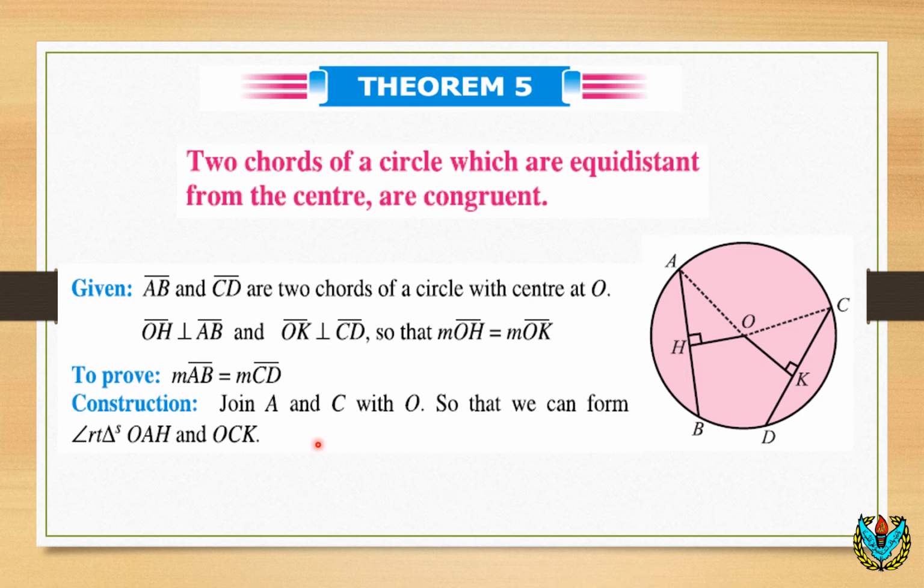In construction, what we will do, we will join center O with A, and center O with C. The construction is drawn here in dotted lines. Join A and C with center O so that we will have two right triangles, OHA and OKC. These are the right angle triangles which we have now.